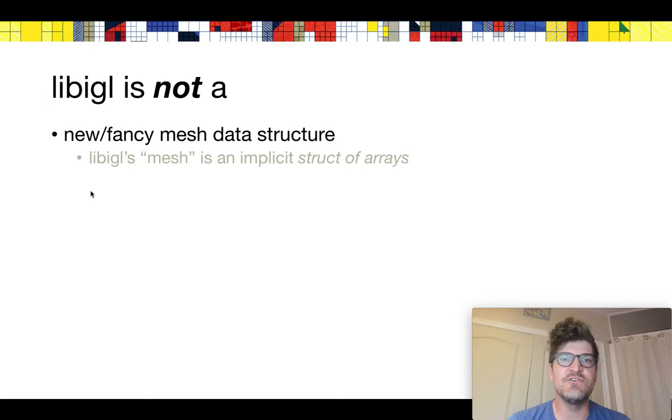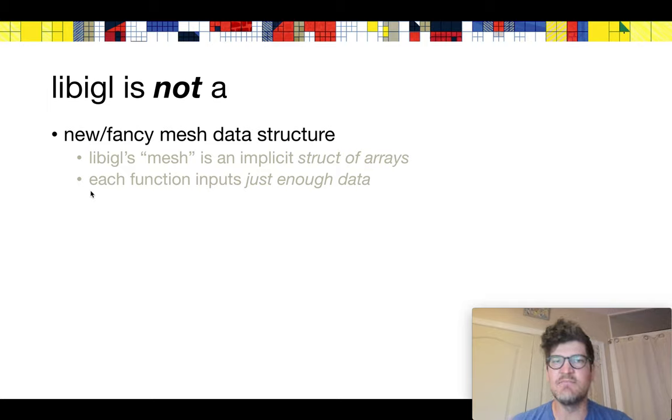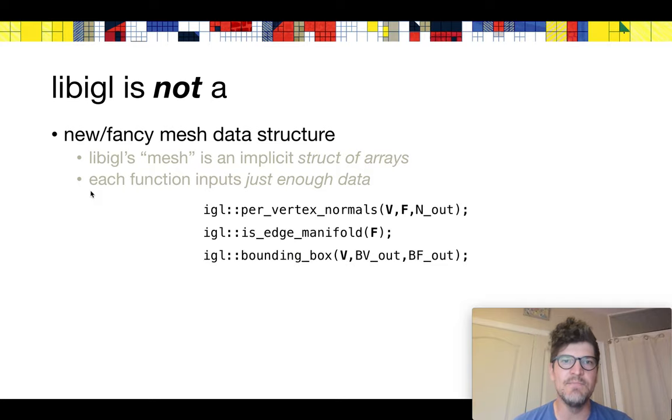So this data structure, you can see it as an implicit sort of struct of arrays. So rather than having one mesh object with all sorts of different member fields and so on, the concept of a mesh is, well, whatever data you currently have associated with the vertices, faces, and edges of your mesh. Each function takes as input not this monolithic mesh data structure, but just enough data to compute whatever it needs to compute. So for example, the per vertex normals takes both the vertex positions and the face indices. And this is the way that it can gather up enough information to compute the output, which is the set of vertex normals.